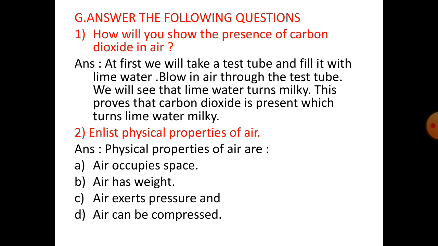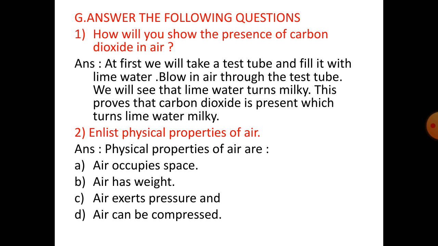Next, number G, answer the following questions. Number 1, how will you show the presence of carbon dioxide in air? At first, we will take a test tube and fill it with lime water. Blow air through the test tube. We will see that lime water turns milky. This proves that carbon dioxide is present, which turns lime water milky.